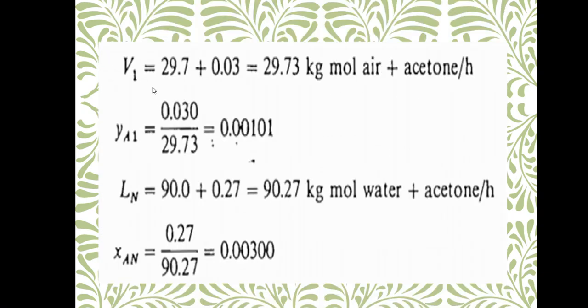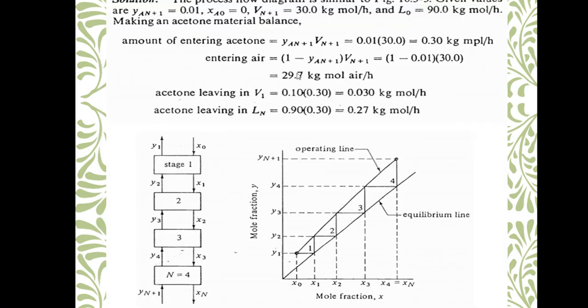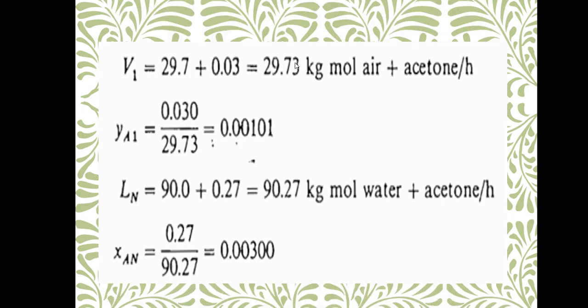Now, your V1 will be the 29.7 plus 0.03, which is equal to 29.73 kg mole air plus the acetone that was not recovered. So again, I will go back. The acetone that was not recovered is the acetone that leaves with V1. This acetone mixes with air because air is inert, and whatever is the amount that enters, it's the same amount that leaves the column. So that's the reason you're seeing here that V1 is the sum of the inert air plus the unrecovered acetone. So you have 29.73.